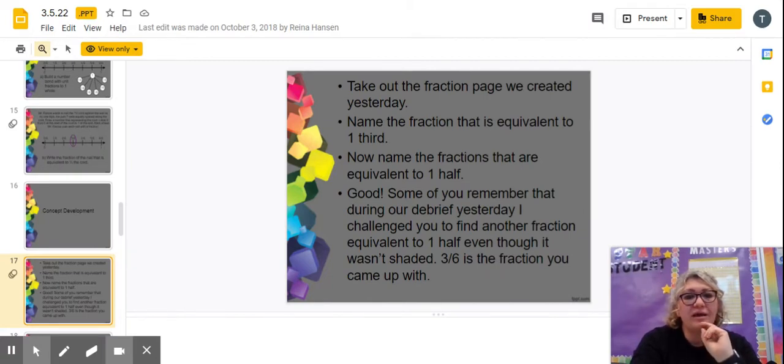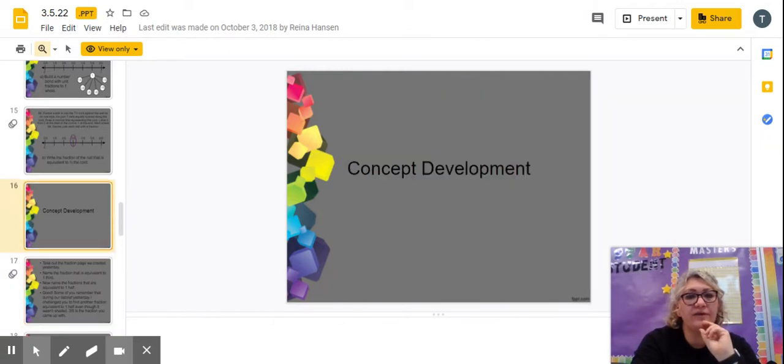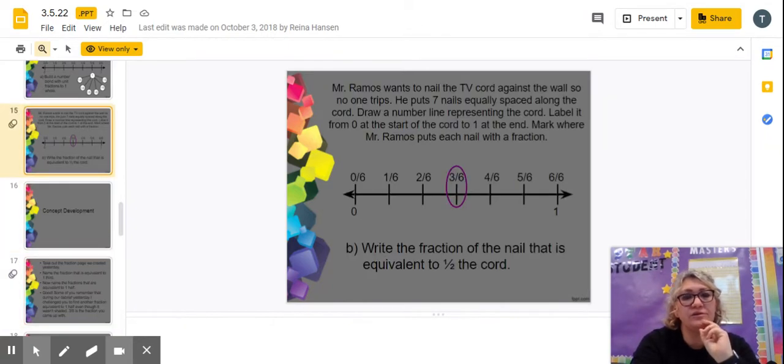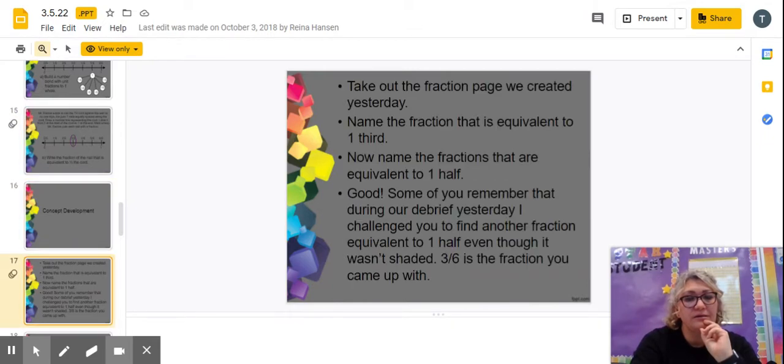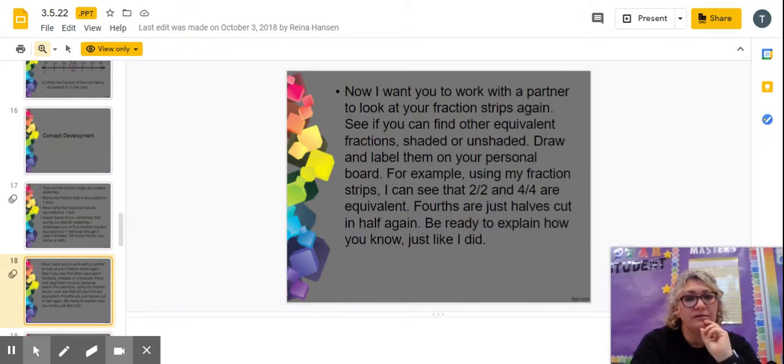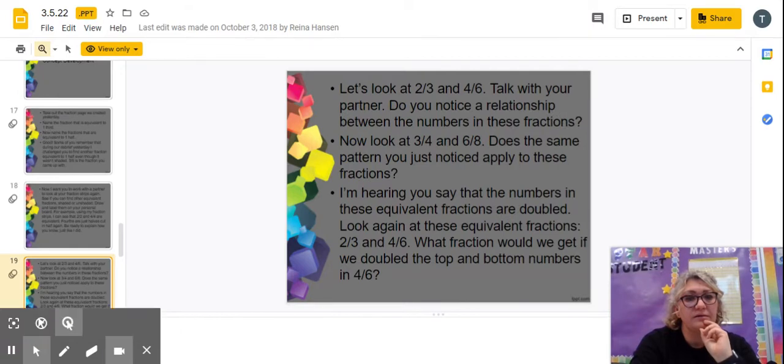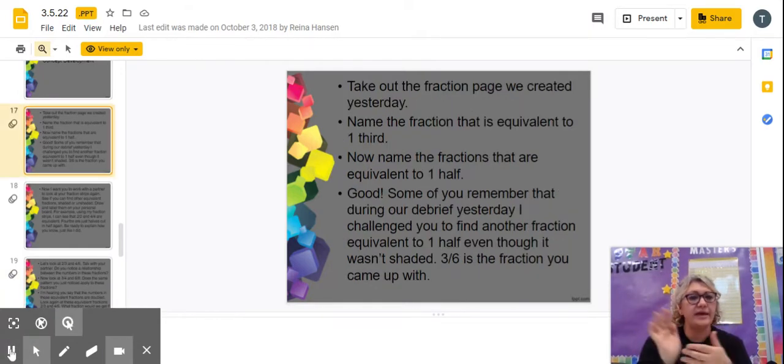Okay, remember that, so the fraction that was equal to 1/3. Okay, so I don't know if you have your strips that we made from the other day or not, but let's name a fraction that is equal to 1/3.